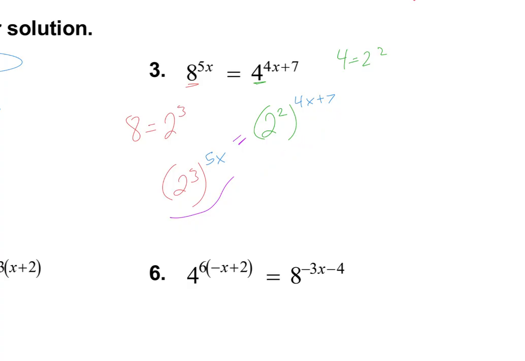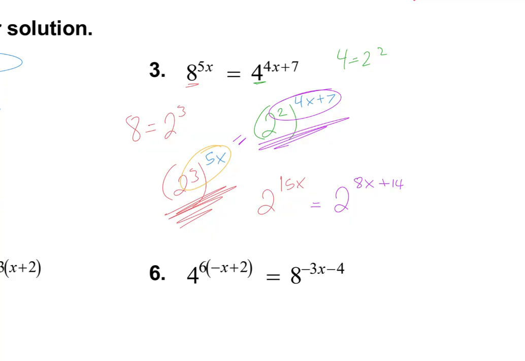So let me try and get them all on one line now, because we're going to have to multiply the exponents there. So we're going to get 15x, and that's going to be equal to, well, hang on. Yes, they will be equal, but I feel like I should do this. 2 to the 15x is what this gives us. And then this is going to give us 2 to the 8x plus 14. Those are multiplying each other, yeah?